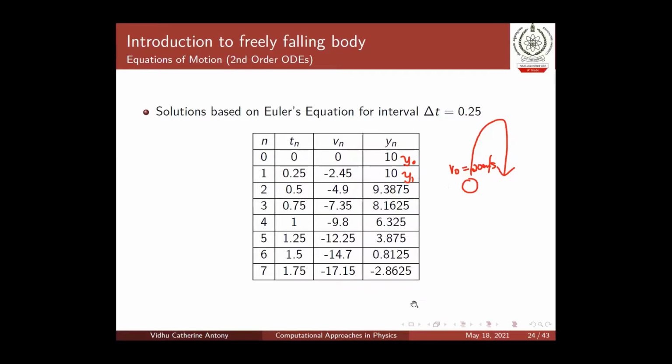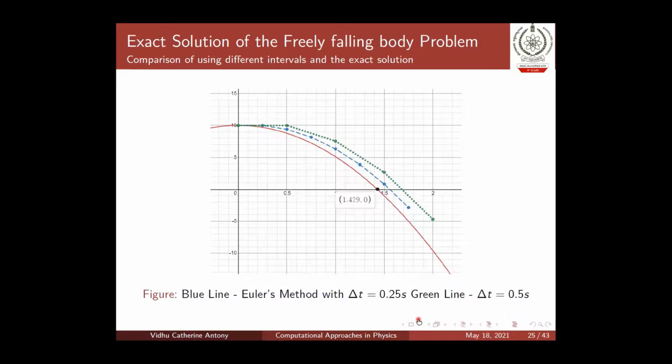Now we've discussed that. Let's look at this. What happens when you decrease the size of the interval? The green line here is for a bigger interval, which is 0.5 seconds. The blue line is for a smaller interval, about 0.25 seconds. The red line is the actual value. So you realize again that as you decrease the interval size, it comes closer and closer to the actual value that you have here.